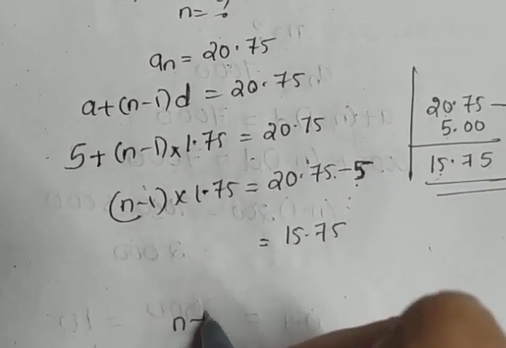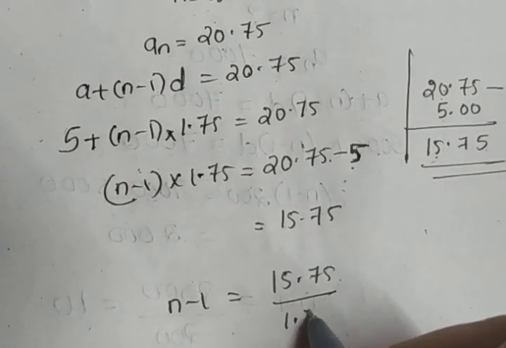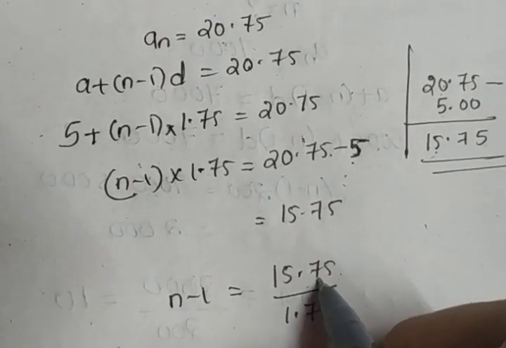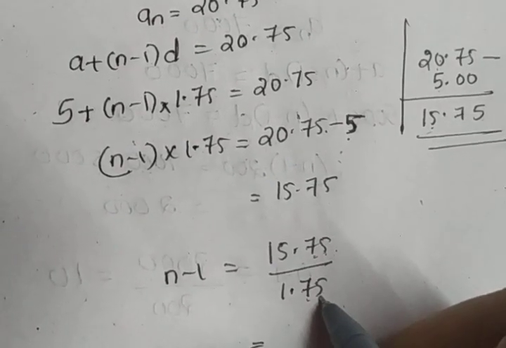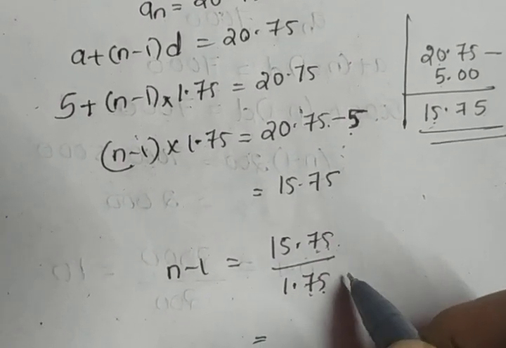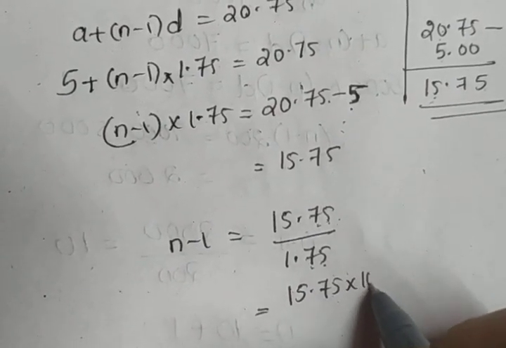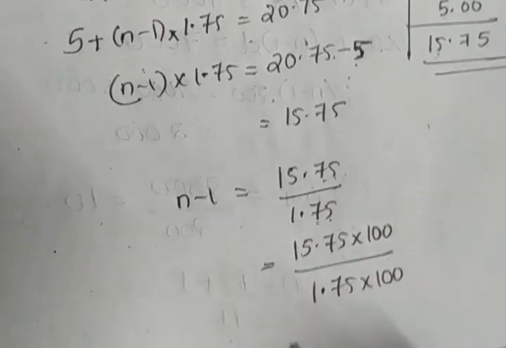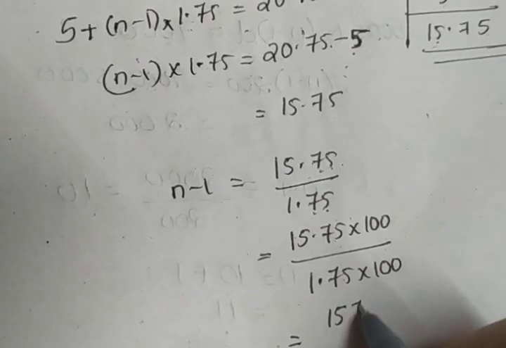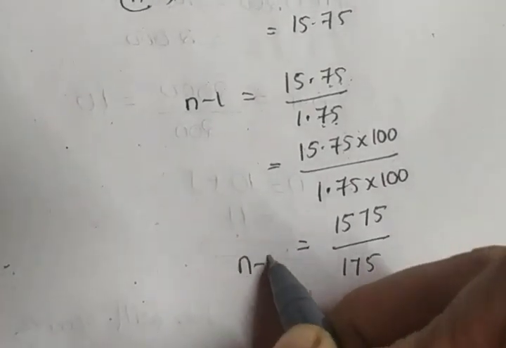So n minus 1 will be equal to 15.75 divided by 1.75. In the numerator there are 2 decimal places, in the denominator also there are 2 decimal places. So what we can do? Multiply both numerator and denominator with 100. So 15.75 into 100 by 1.75 into 100. The numerator becomes 1575 by 175. That is n minus 1.